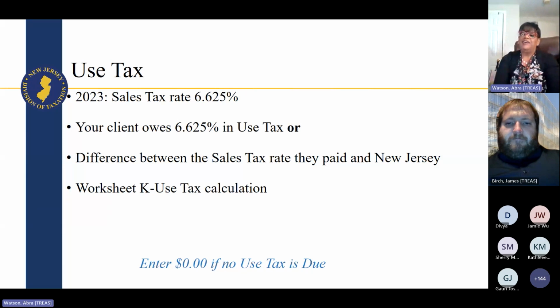So, the use tax is going to be 6.625% if they did not pay sales tax in the state that they made the purchase. So for instance, if they went to Delaware and made a purchase of an item and brought it back into New Jersey for use, then they're going to pay 6.625%. If they paid a lower tax rate, like went to Virginia, say, and paid 5%, brought it back into New Jersey for use, then they're going to pay 1.625% use tax in New Jersey for the difference between the 5% and the 6.625%.